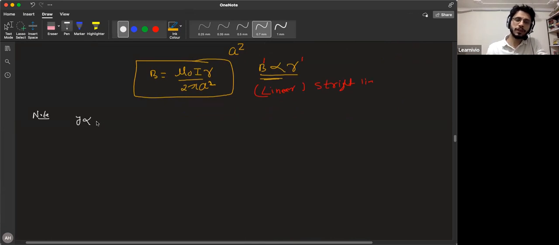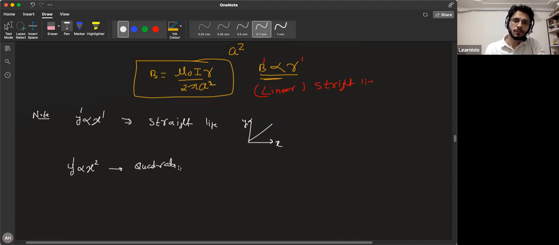See, if the equation is linear, meaning x to the power 1 and y to the power 1, this means your graph is a straight line. This is x, this is y, the graph will be a straight line. If your equation is quadratic, y to the power 1, x to the power 2, then your graph is a parabola. This is x, this is y, this is a parabola. We use half parabola. Full parabola is this, but we use half parabola. So this will be the shape of the equation.